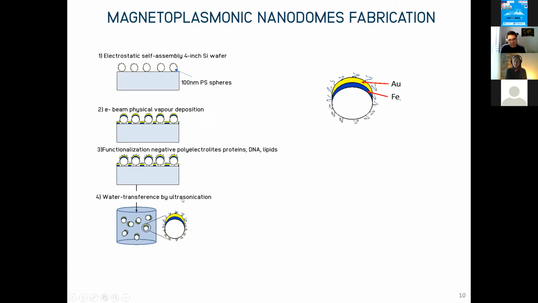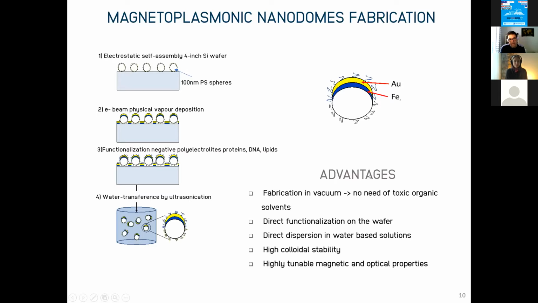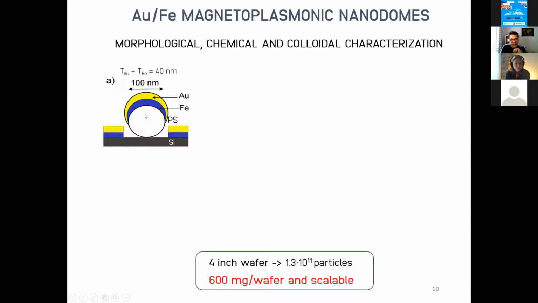So this process presents several advantages. We fabricate the nanodomes in vacuum, so we don't need the use of toxic organic solvents. Also, the particles could be directly functionalized on the wafer, and directly dispersed in a water-based solution. Thanks to the fact that they are coated by a polyelectrolyte, it confers a high colloidal stability. And since we are able to control the thickness of iron and gold, we are able to tune the magnetic and optical properties. So in this work, we fabricated nanodomes keeping an overall thickness of 40 nanometers, but with different aspect ratios of iron and gold.